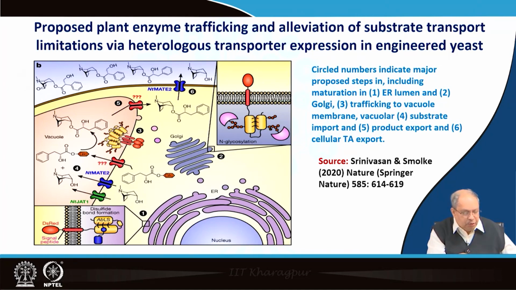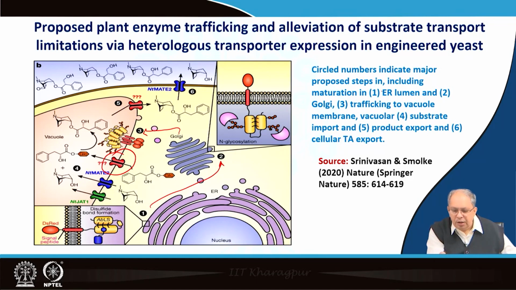So, the endoplasmic reticulum membrane may contain some enzyme which helps to convert, and then it goes to the Golgi body, then it goes to the vacuole, and in the vacuole some conversion occurs. In order to go inside the vacuole, there need to be some transporter proteins. So, these all need to be active.